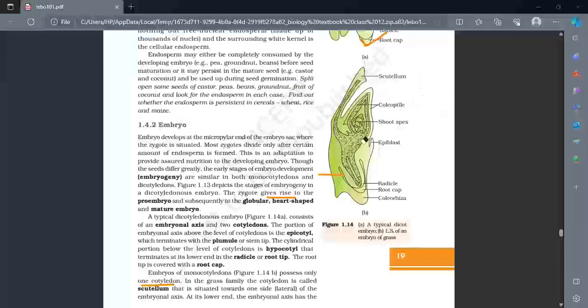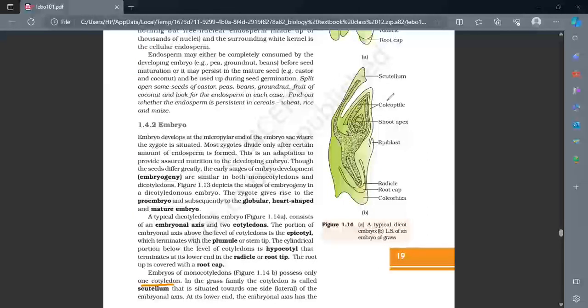Now, very important is the diagram of a monocot embryo also. They've given you the structure of an LS of a grass embryo, a very small microscopic structure. LS means the longitudinal section. This longitudinal section of the monocot generally comes as a 3-marker question in examinations, so make sure you're thorough with this diagram. I'll explain it one by one.